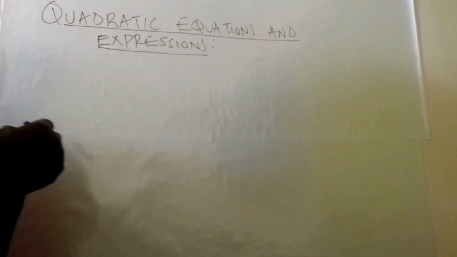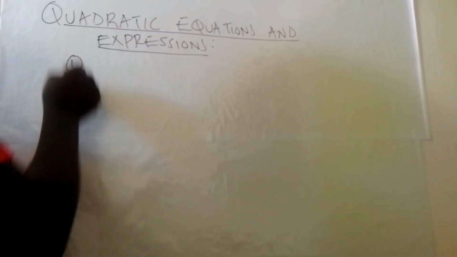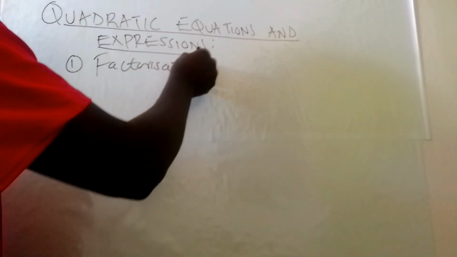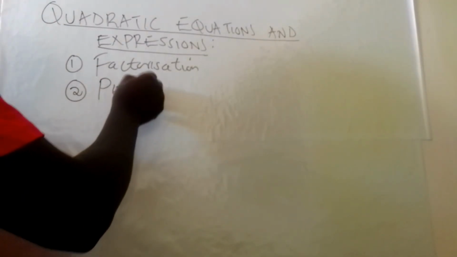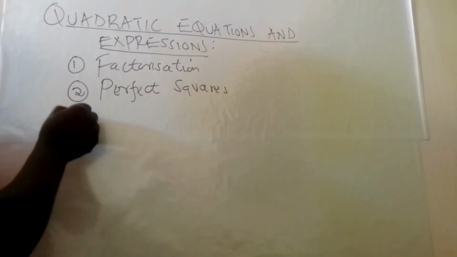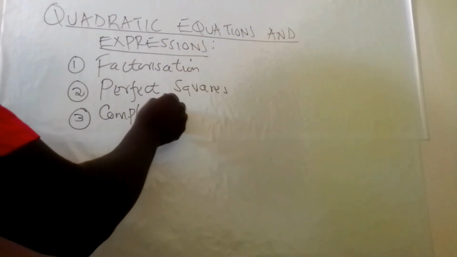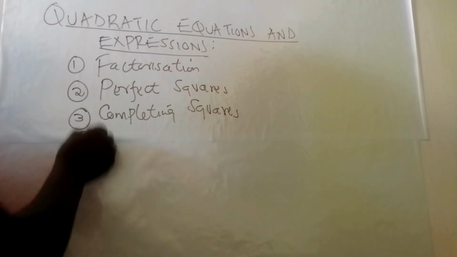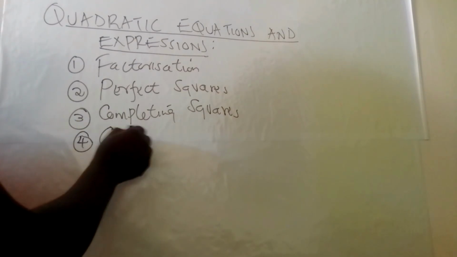In this topic, we are going to look at various areas. Area number one we're going to look at is factorization. Number two, we are going to look at perfect squares. Number three, we are going to look at completing squares. At number four, we are going to look at quadratic formula.